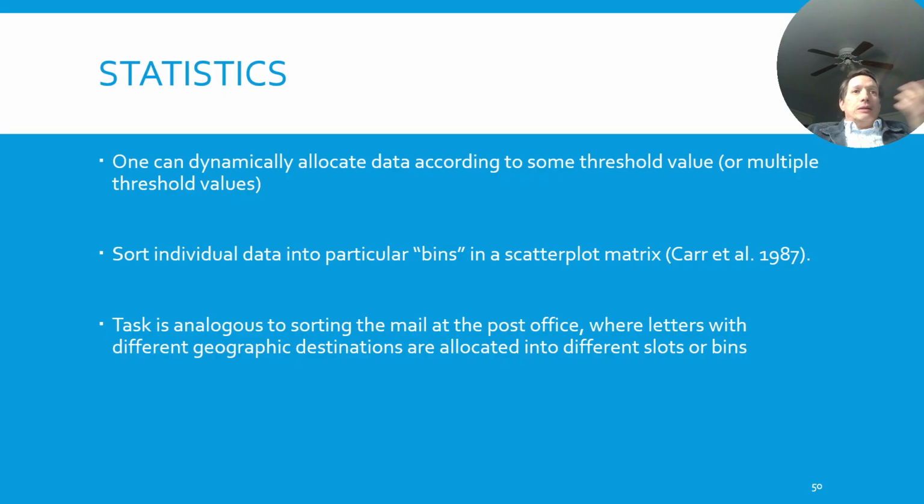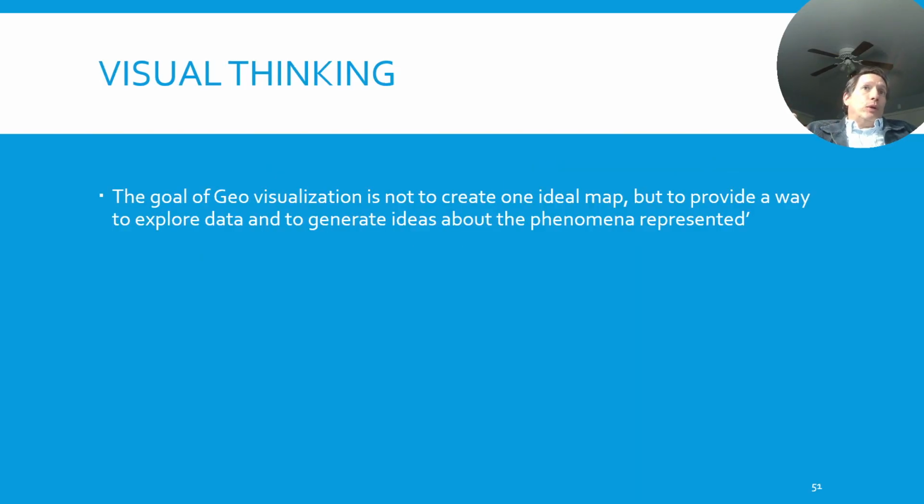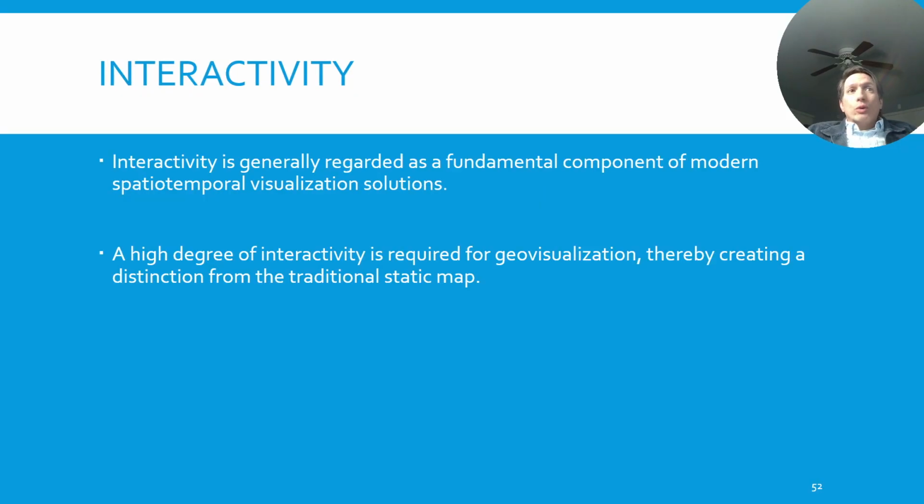And basically, this is a task that is analogous to sorting the mail in the post office. Then, when you have different levels with different geographical destination, then you put them in different slots or bins. We can also produce visual thinking, and it's not to create an ideal map, but it's to provide a way to explore the data and to generate ideas about the phenomenon that we are seeing, and tell those stories. And of course, we want to be interactive.